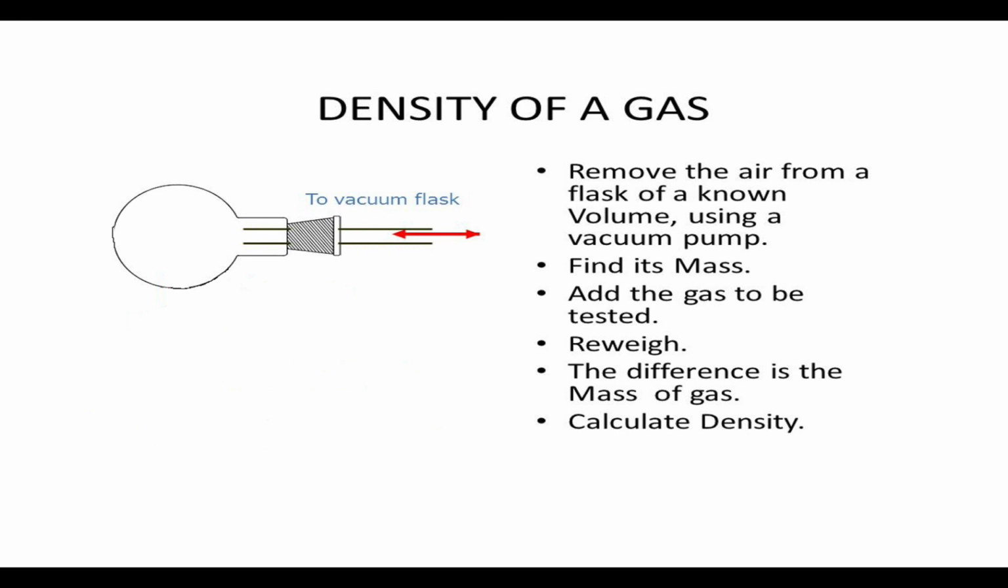So first of all, remove the air from a flask of known volume using a vacuum pump. Find its mass. Now add the gas to be tested, and again find out the mass. Then the difference is the mass of the gas. Now once you know the mass and volume, we can use the equation density is equal to mass by volume to find the density of the gas.